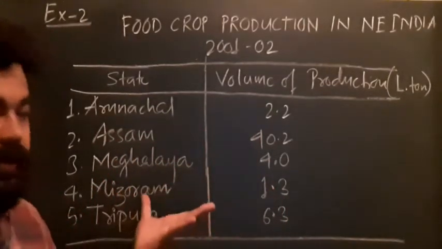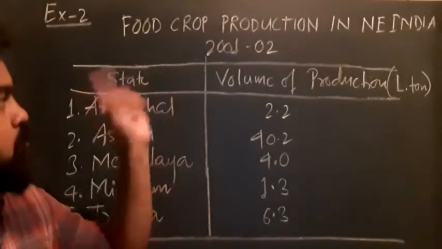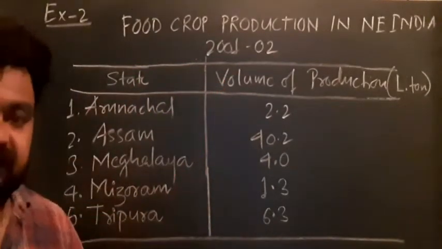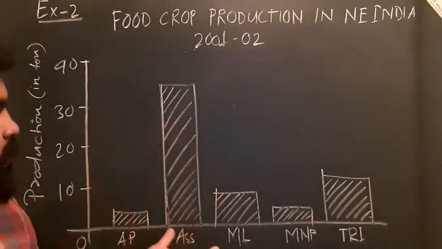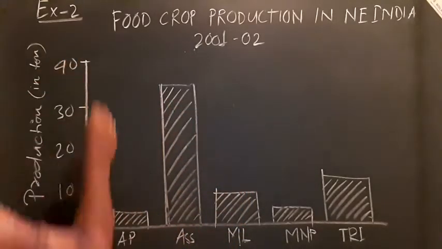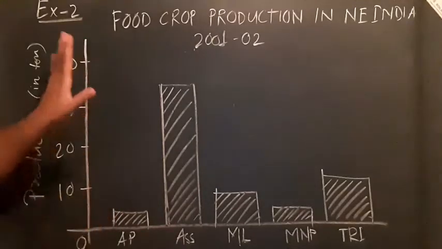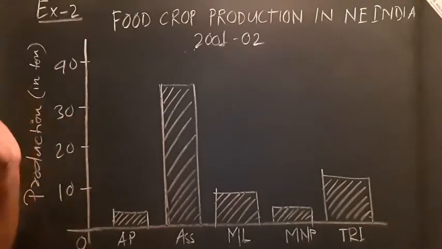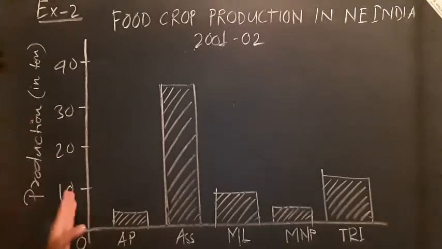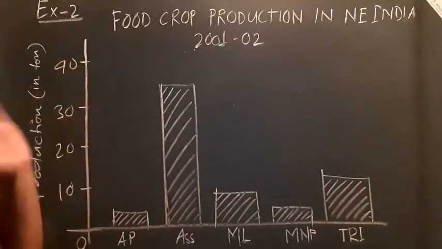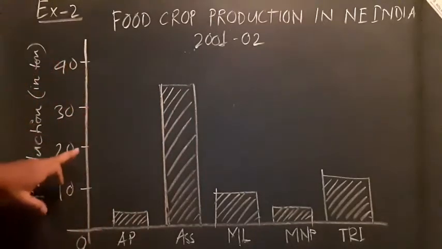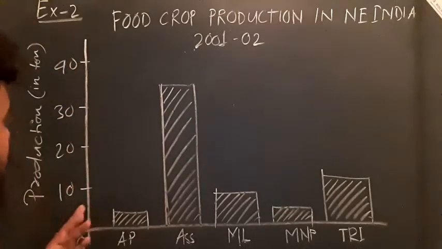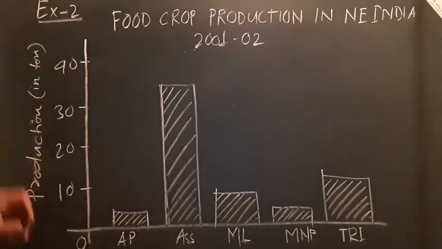Now this table data of food crop production in Northeast India will be represented in the bar diagram, right? And this is the bar graph. So in the y-axis, I have already told you, in the y-axis we show what? We show production in ton or population in ton like this. So 10, 20, 30, 40, we are taking this because 40 is the highest. From 10, 20, 30, 40, equally we have divided production in million ton.